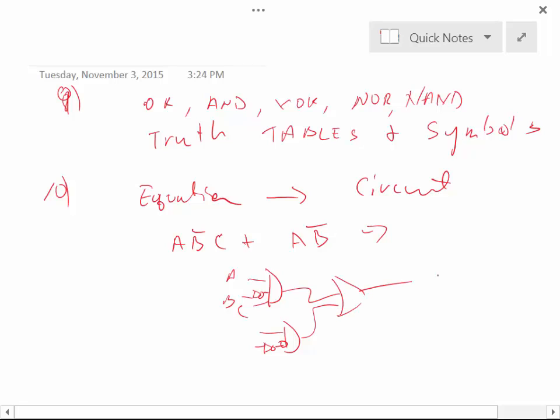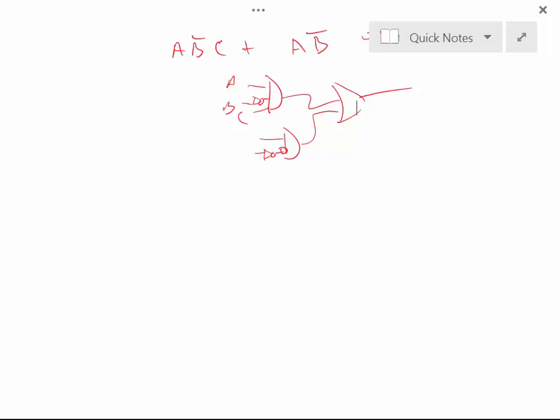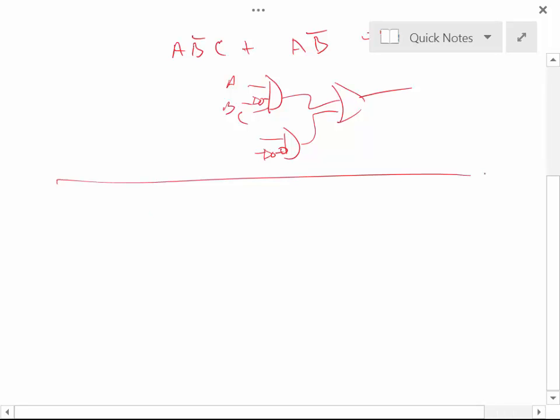So in other words, I would give you a very simple equation, and you would give me the circuit back. And the other way is I will give you a circuit that may look like this. I'm just going to draw a random circuit right here.